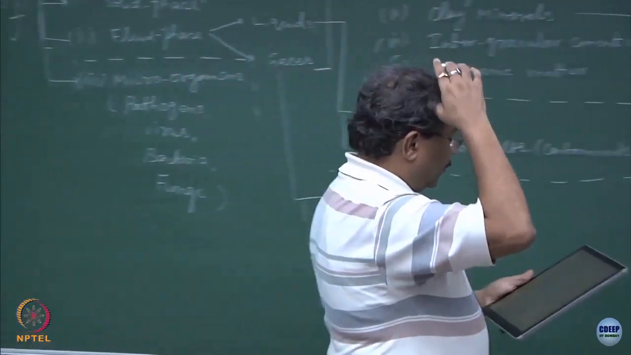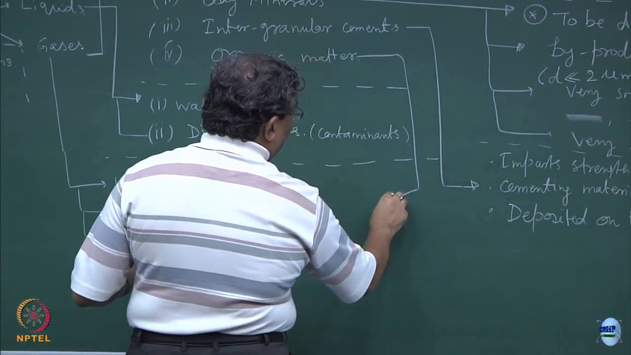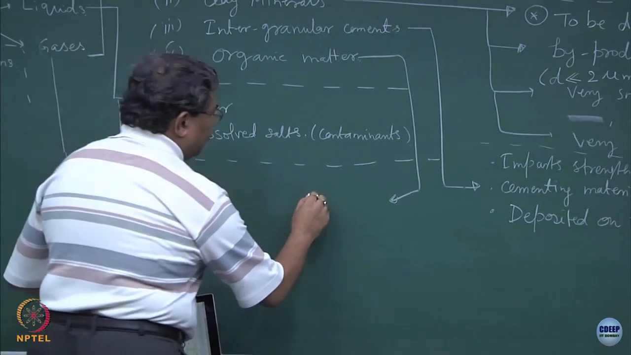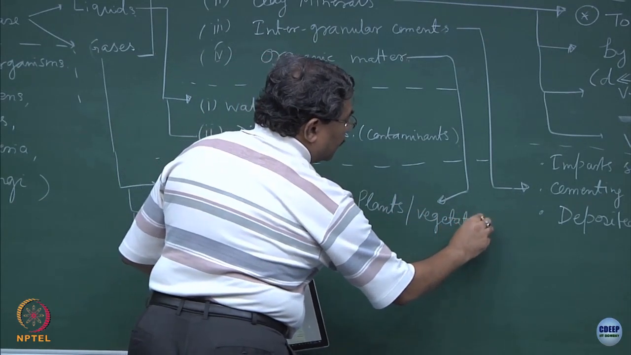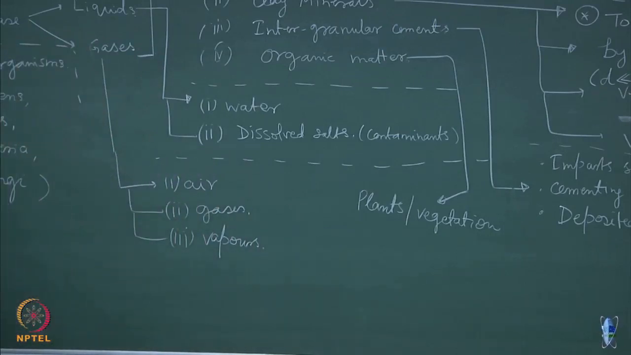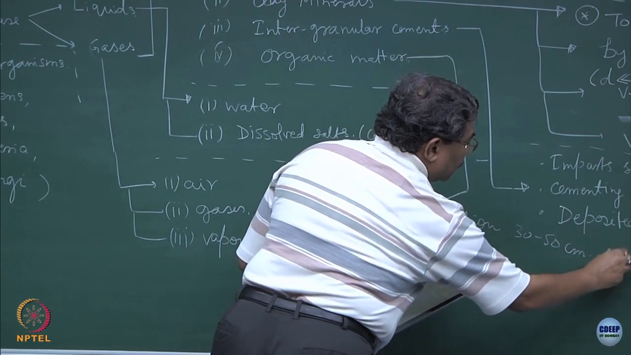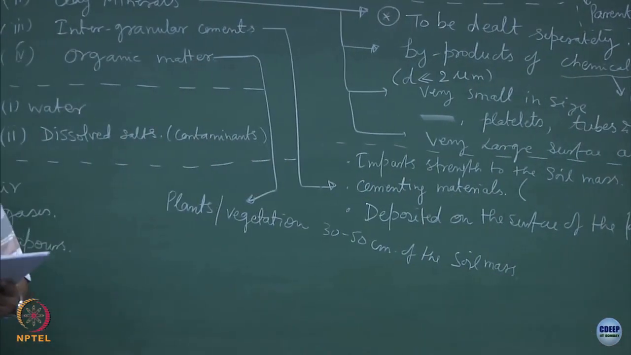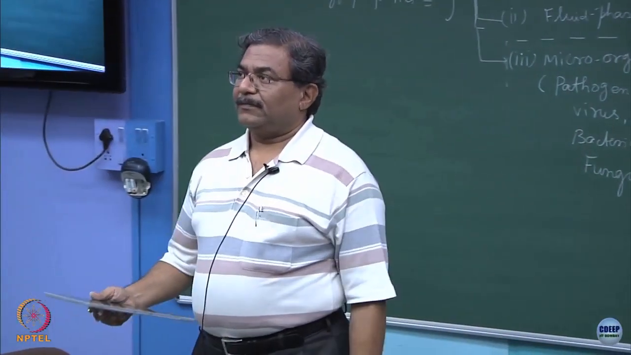Now comes the organic matter. So, most of the time the organic matter is derived from the plants and vegetation. Decomposition of plants and vegetation normally occurs in the top 30 to 50 centimeters of the soils. All right. So, this becomes a zone of interest for very few guys. For civil engineers, this is not a very good zone to lay their foundations. Understand? Why?